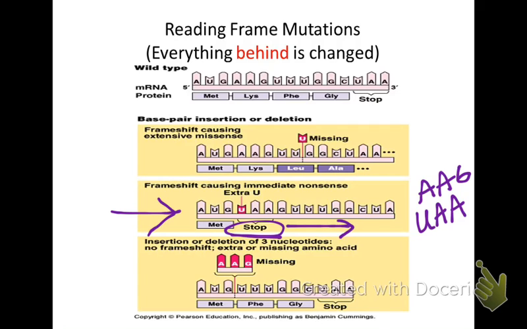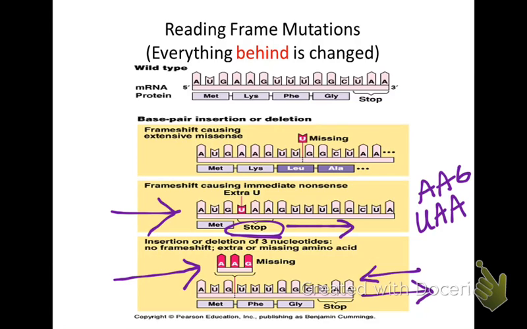Now, you can see this one: if you insert or delete 3 nucleotides, so the entire codon is missing, it's not necessarily going to be a frame shift. Everything's not going to shift to the left or shift to the right, but you are going to have an entire amino acid missing, which is going to mess up the protein that is being made.